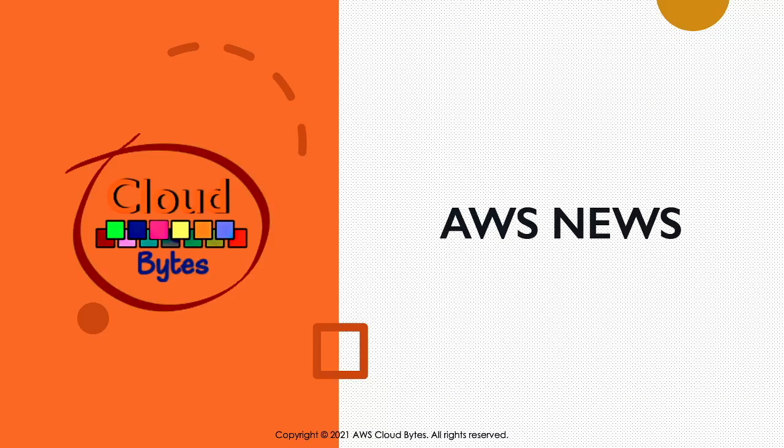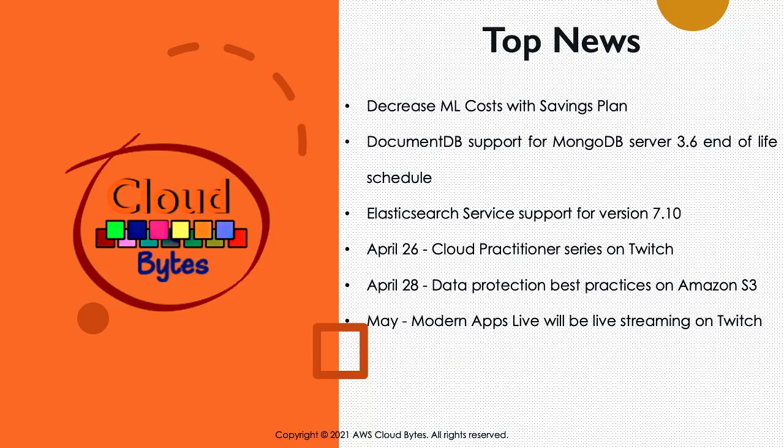Let's talk about some updates in the AWS world. Today's top news headlines. Decrease ML cost with savings plan. DocumentDB support for MongoDB Server 3.6 end of life schedule. Elasticsearch service support for version 7.10.